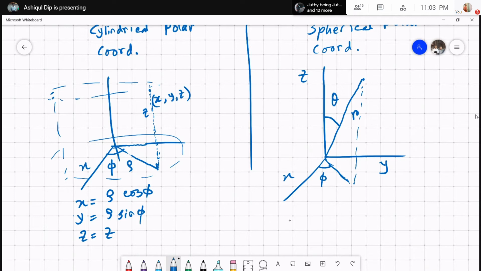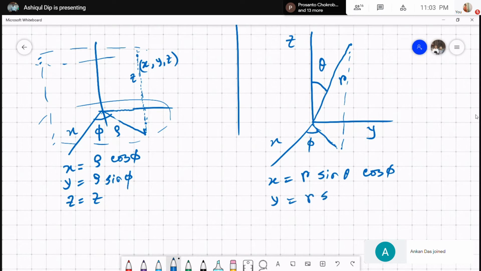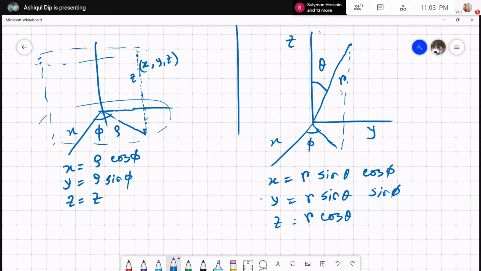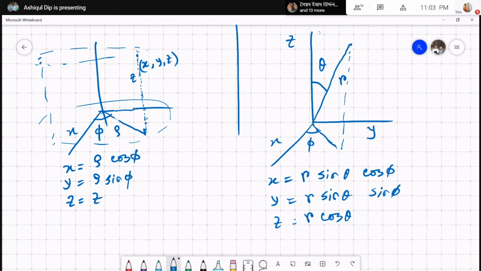So the relation between Cartesian and spherical polar is like this: x equals r sine theta cosine phi, y equals r sine theta sine phi, and z equals r cosine theta. It's called spherical polar coordinates because we are using a hypothetical sphere on which those theta, phi coordinates are drawn, right? So what about using these to resolve our polar coordinates?